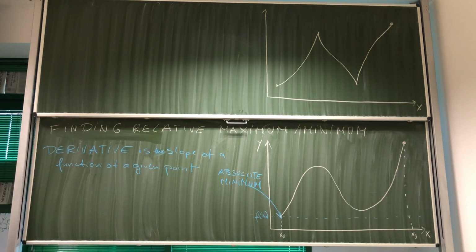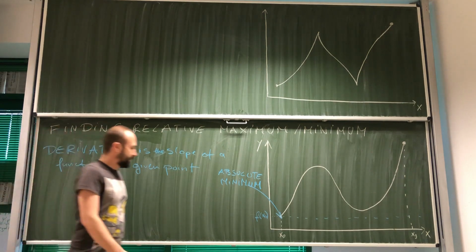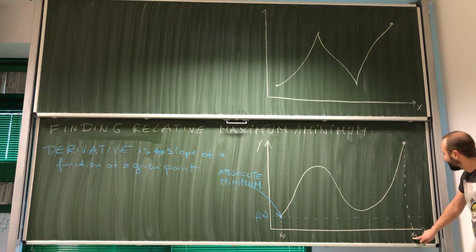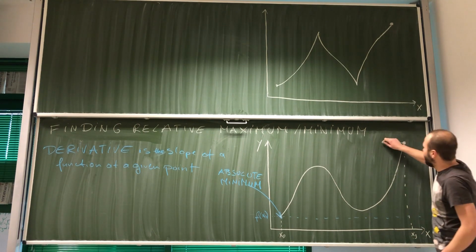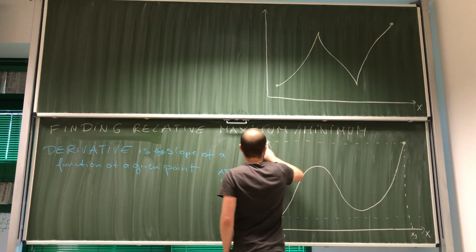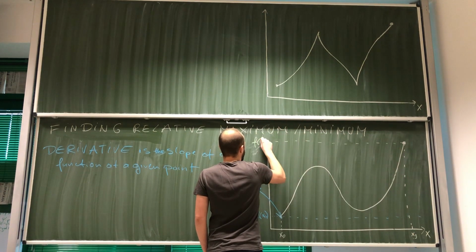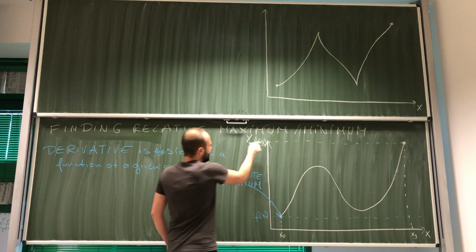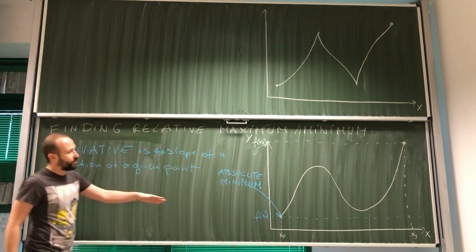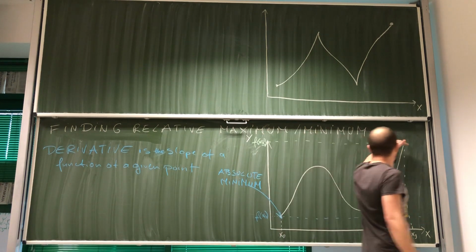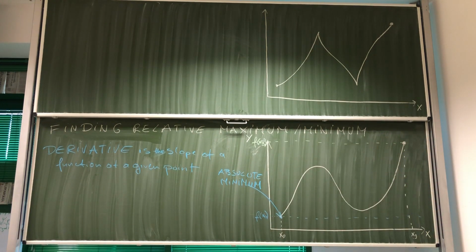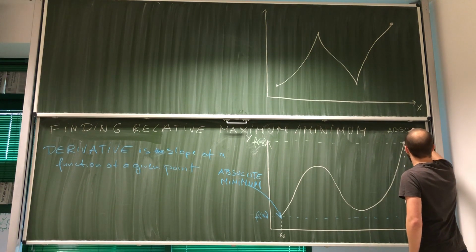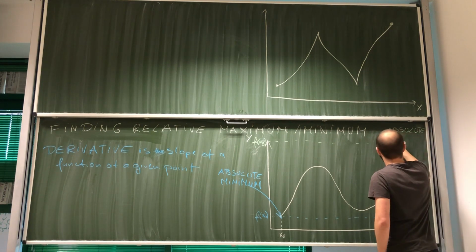And by the same token, we can see that the point x3 is giving us the value of the function f of x3. What can we say now about this point? This point lies higher than any other point in the domain. So how are we going to call it? We're going to call it absolute maximum.